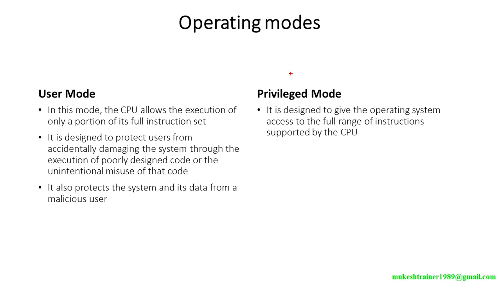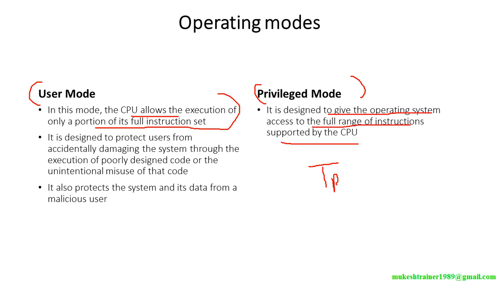Operating modes are user mode and privilege mode. User mode is where the CPU allows execution of only a limited set of the instruction set. User mode is basically very basic functions where you can do very little things to check with that device, whereas privilege mode will give you a little more privilege to troubleshoot or to know about. It is designed to give the operating system access to the full range of instructions supported by the CPU, and user mode is very limited.